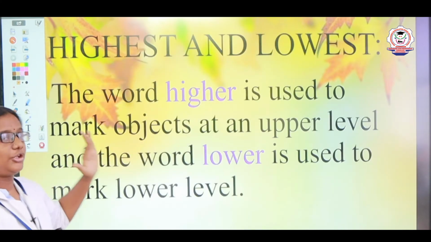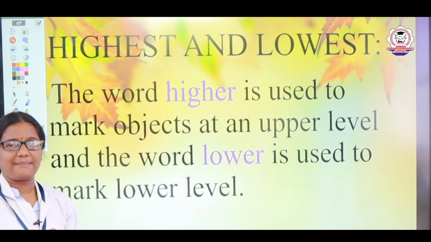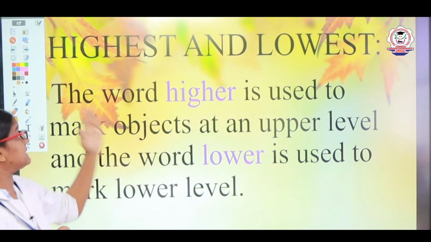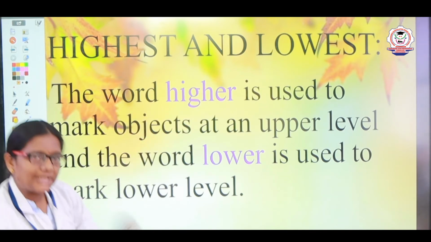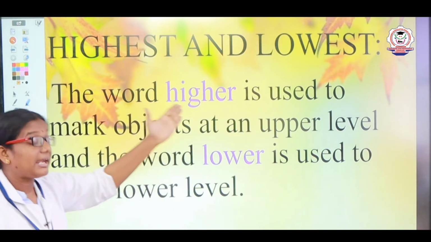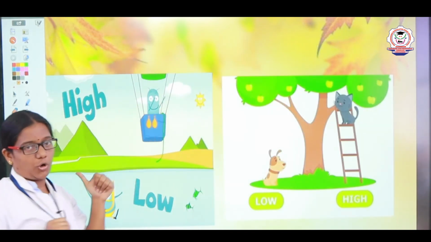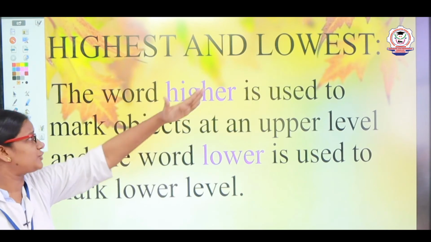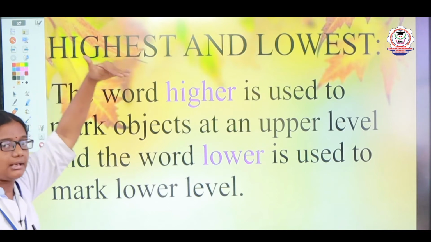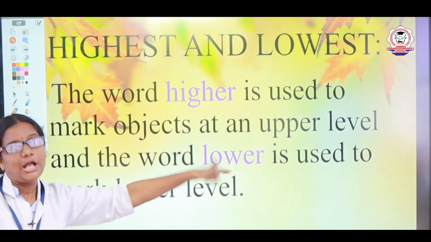Now we are going to learn about highest and lowest. What is highest and lowest, children? It is nothing but the topmost part of an object is called higher and the lower part is called lower or lowest. The word higher is used to tell about the upper level of an object. So the objects at the upper level are called higher and the objects at the lower level are called lower.